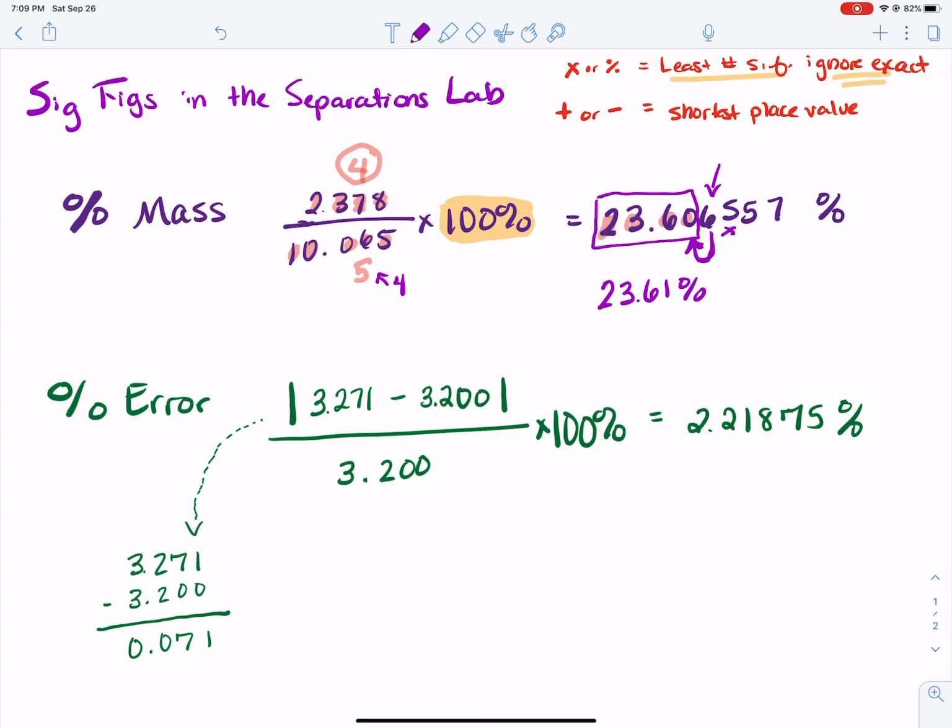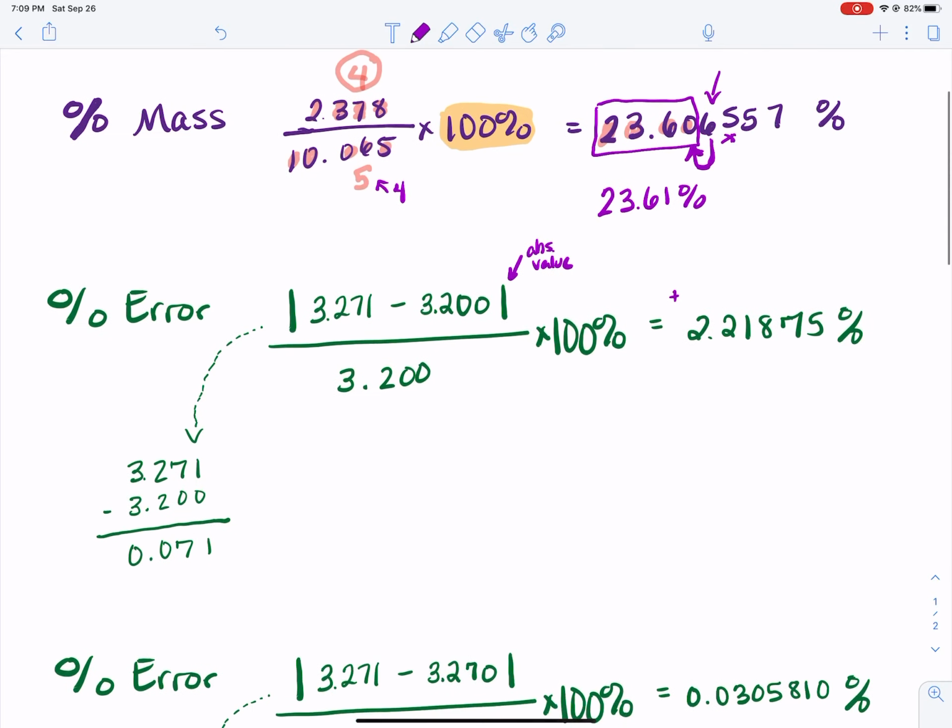You want to put the whole amount in your calculator. This stands for absolute value. So you can just put it in your calculator with parentheses, but make sure that you're thinking in your head, oh, it's supposed to come out positive. When you do subtraction or addition, it has to do with place value. So in this case, both numbers go out to the thousandths place. That's where we draw the line. And what that means is that this is the number that we're using to determine sig figs.